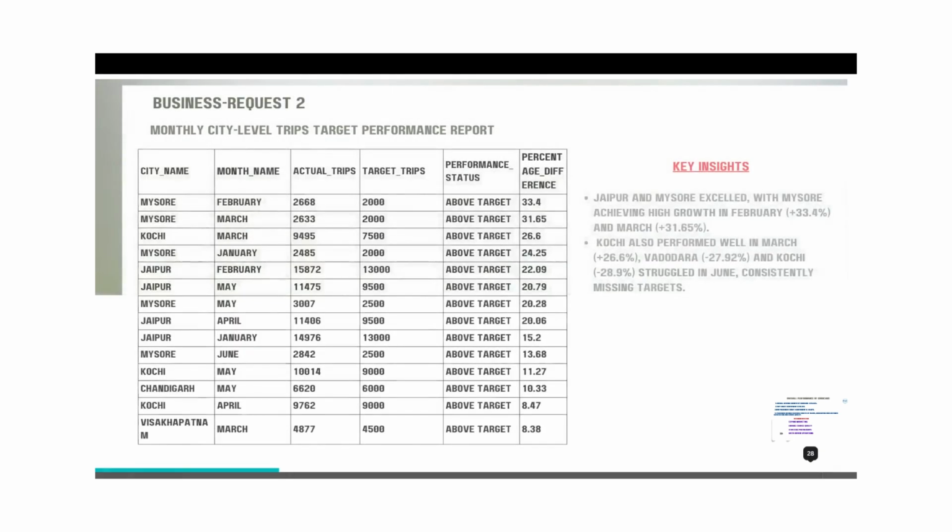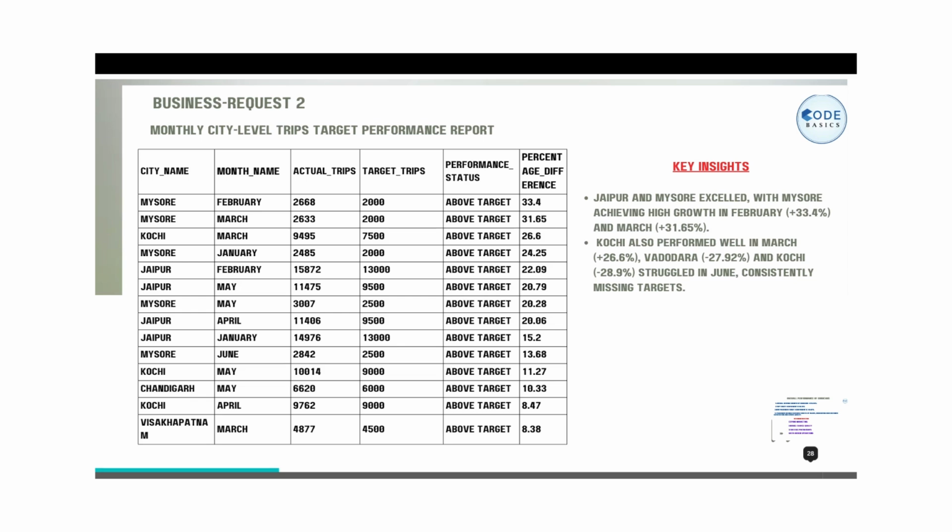Next question is the monthly city level trips target performance report. From this report, we have found that Jaipur and Mysore excelled, with Mysore achieving high growth in February and March. Kochi also performed well in March. Vadodara and Kochi struggled in June, consistently missing targets.